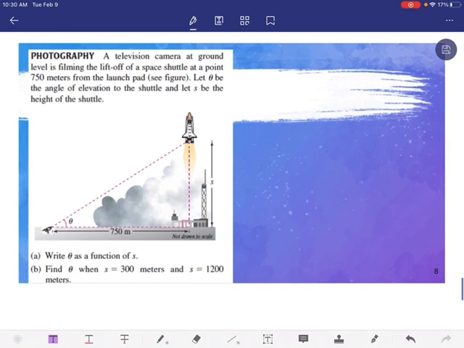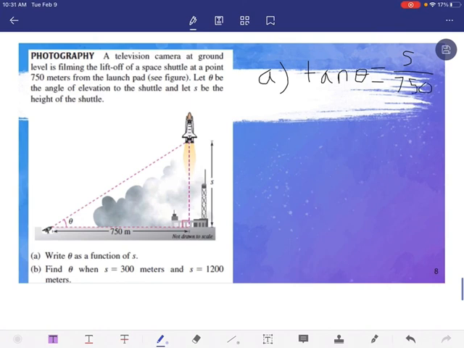So we need to look at, okay, I have my theta, which is fine, and then I have the opposite side, which we're just labeling s, and then we have the adjacent side, which is 750. So we need to think what trig function is opposite and adjacent. Well, that's going to be tangent of theta. And tangent of theta is opposite, which in this case is s, over 750.